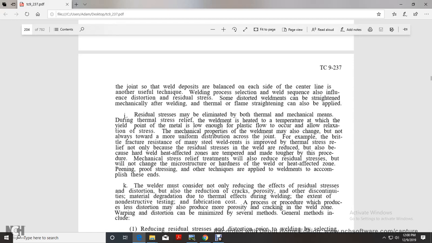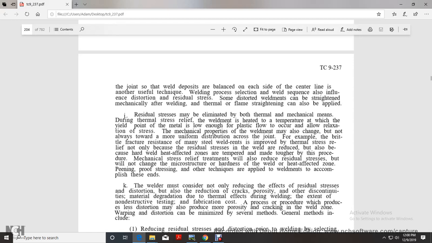Some distorted welds can be straightened mechanically after welding. Thermal or flame straightening can also be applied. Residual stress may be limited by both thermal and mechanical means. Thermal stress relief of the weld is achieved at a temperature at which the yield point of the metal is low enough for plastic flow, with relaxation of the stress. Mechanical properties of the weldment may also improve, with a more uniform distribution across the joint.